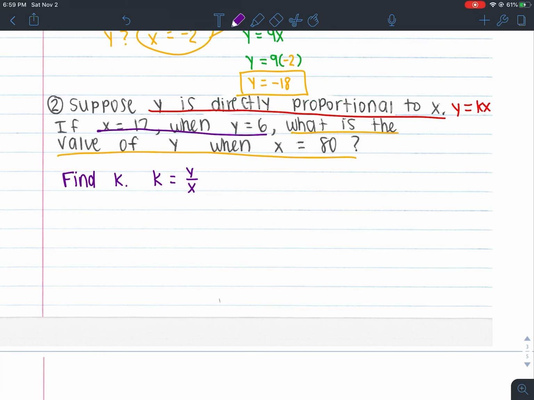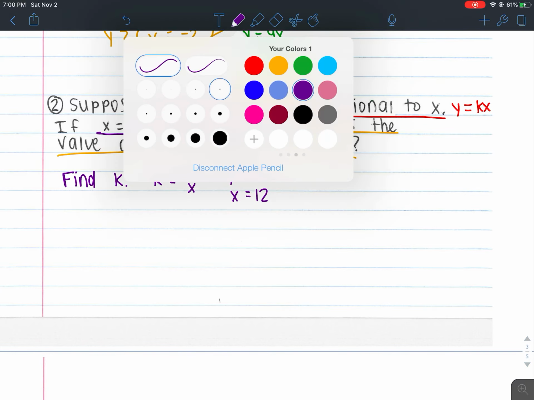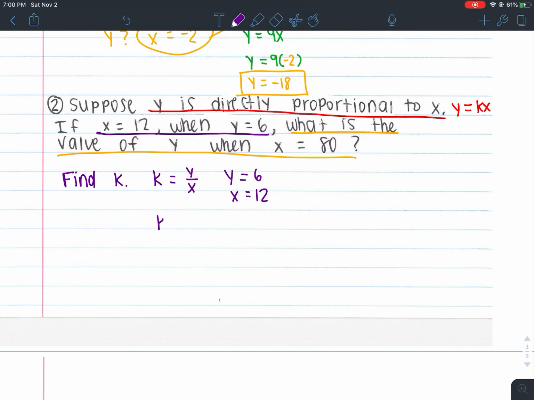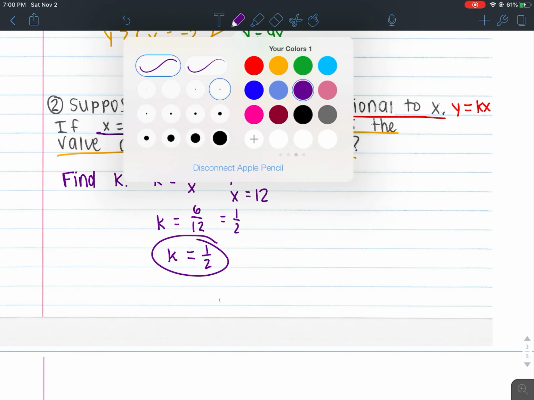Well, k equals y divided by x, remember? So what is our y in this problem? Our y is 6 and our x is 12. They told us that at the very beginning. It says x is equal to 12 and y is equal to 6. So let's plug that information into our formula. The y is 6, so y is going to go on top, and then our x is 12, so that's going to be in the denominator. And that simplifies to 1/2. So k equals 1/2. That's my k value.